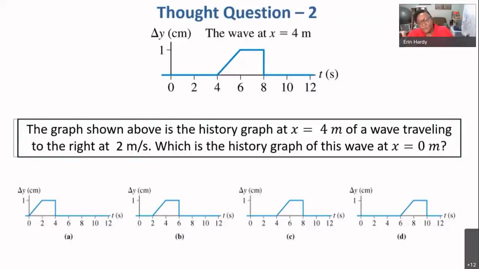We want to use this history graph to gain some insight about what the far left end of the string looks like. So instead of x equal to 4, x equal to 0 meters. Take a second to see if you can rationalize which one of these is correct, and then we'll talk it through like usual. So the speed of the wave is relevant here.